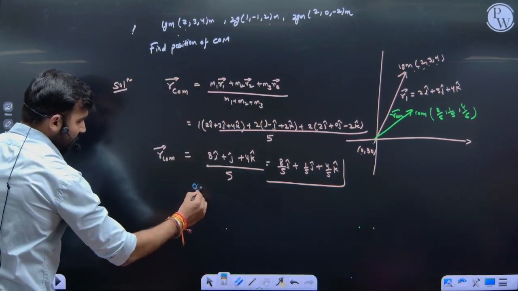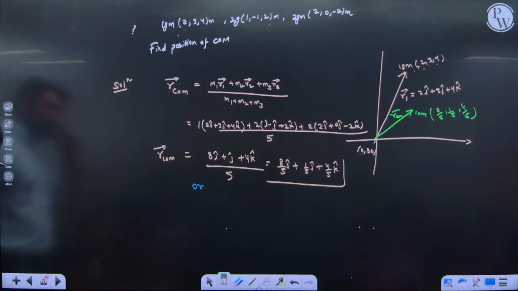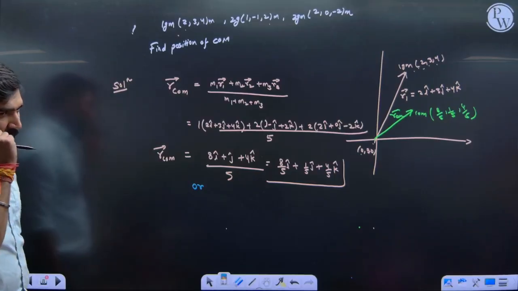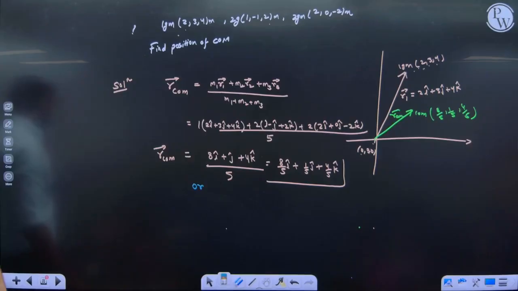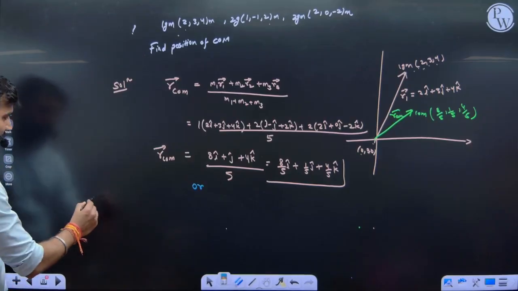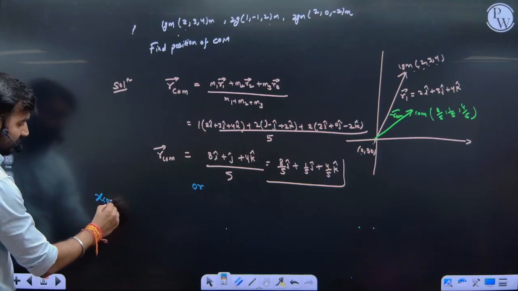Or I am saying or. So let's say I am not interested to find this in vector form. I want to directly write the x coordinate, y and z. Yes. How will you write the x coordinate of center of mass?